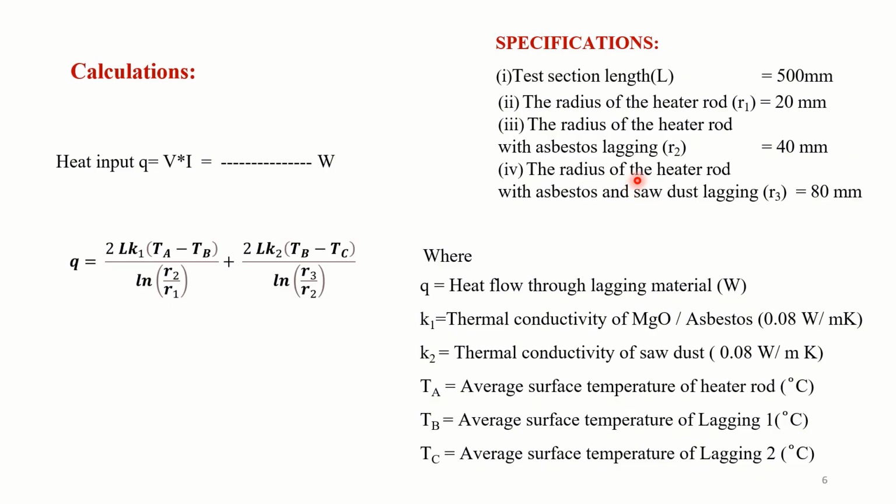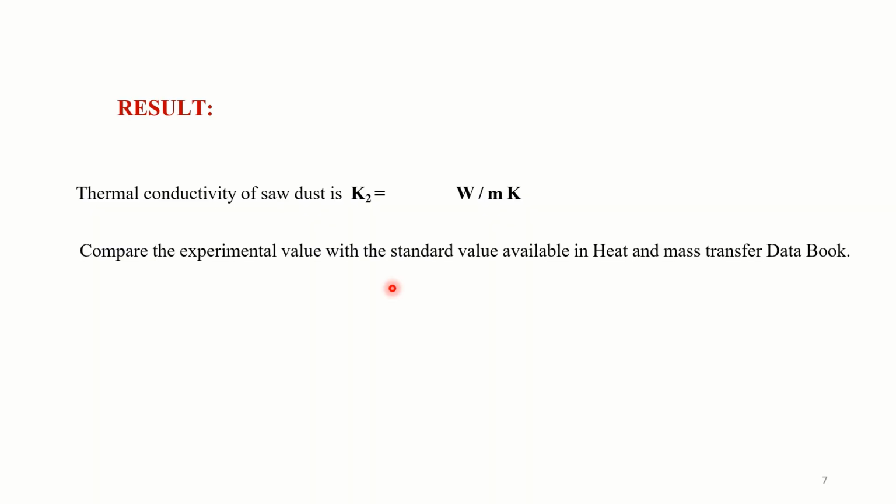And in the specification, you are given with radius, length of the pipeline, and also here you are given with thermal conductivity of asbestos. By substituting all the known data, the unknown data K2, that is thermal conductivity of sawdust, can be calculated. Next, we'll tabulate the results. Thermal conductivity of sawdust, that can be listed here, and the value can be compared with the standard value available in the data book.